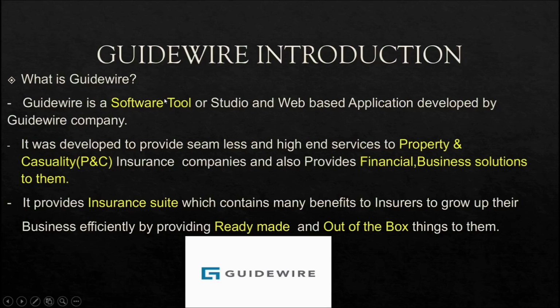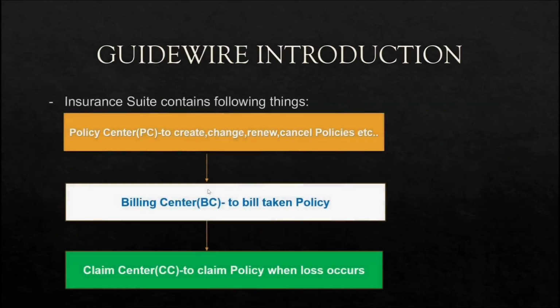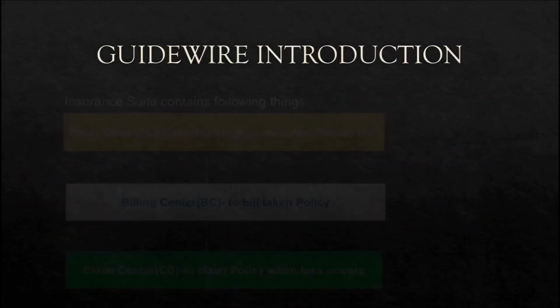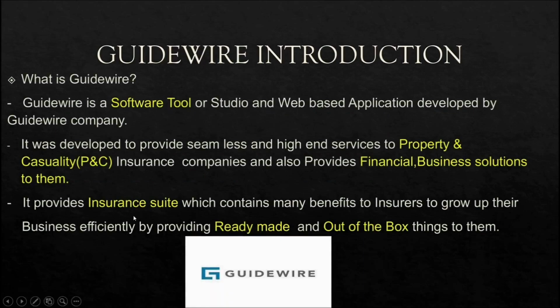So Guidewire provides an insurance suite. Generally, it looks like this; I'll tell you in detail. Guidewire provides this insurance suite to insurance companies to grow their business in the market, and this insurance suite is ready made. There is code already developed, so we can use that ready-made code, add our features or extend those features, release it in the market, and grow our business.